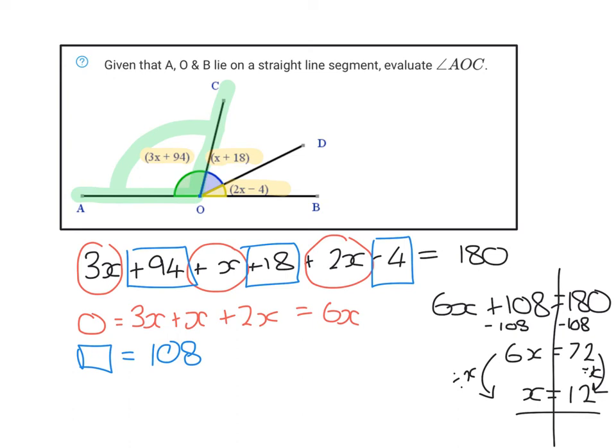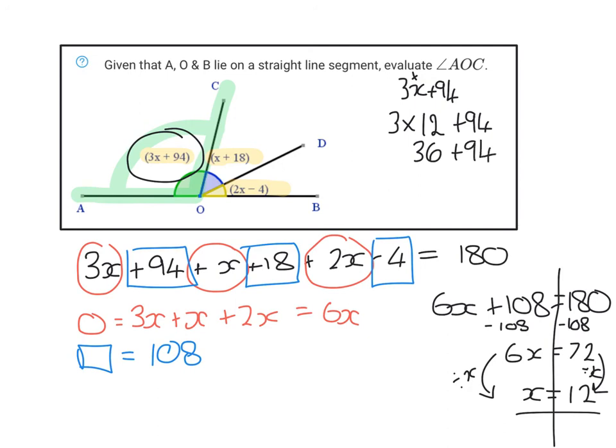I would have picked up some marks, but I haven't finished because remember I want to figure out what this is, the 3x plus 94. So if I just go back up here, 3x plus 94, and I've got now x is 12. So I can substitute that 12 in. 3x means 3 times x, so it's 3 times 12, and then add 94. 3 times 12 is 36, add 94, so 94, add the 6 is 100, add 30 is 130 degrees. So the green angle is 130 degrees.